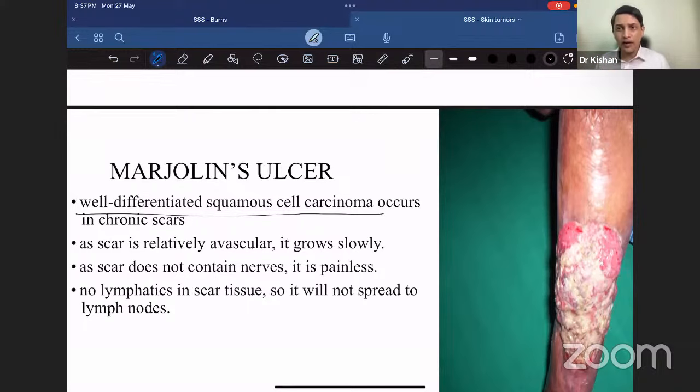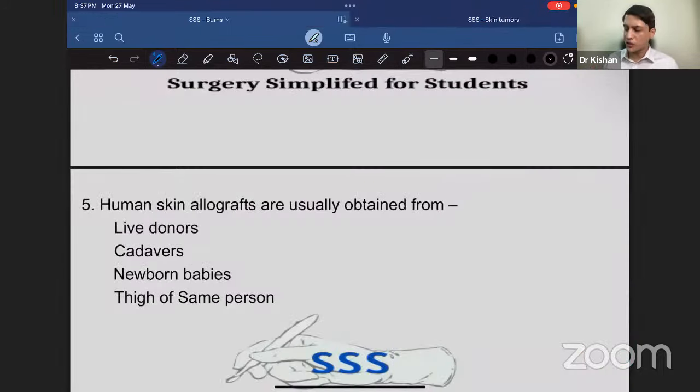As the scar is relatively avascular, they grow very, very slowly, because for any tumor to grow, it requires blood supply, right? But in a scar, there is no blood supply at all. So they grow very, very slowly.